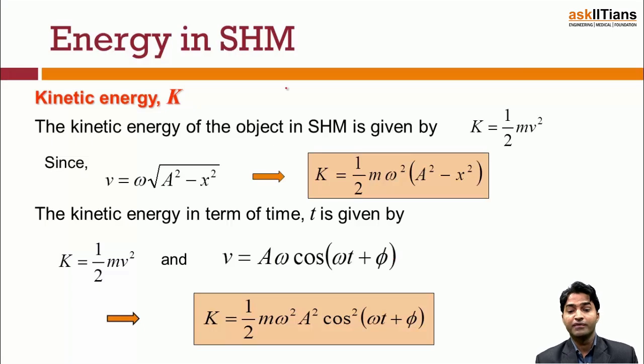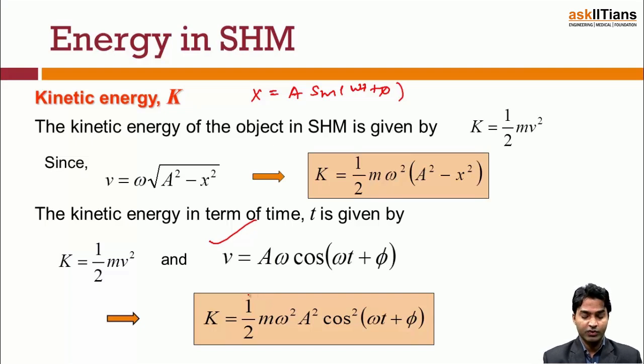Already we discussed when we have displacement x is equal to a sine omega t plus phi. So on differentiating this relation with respect to time t, we get instantaneous velocity, and we are talking about kinetic energy at any moment or at an instant. So that is equal to 1 by 2 m omega square a square cos square omega t plus phi. And phi is the phase difference from the mean position, m is the mass, and omega is angular frequency.